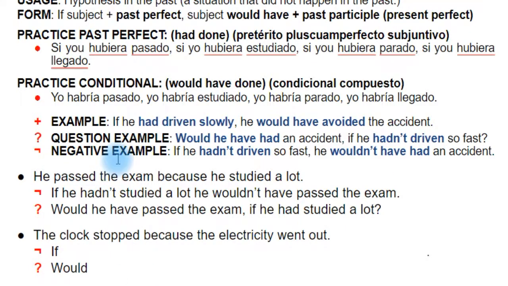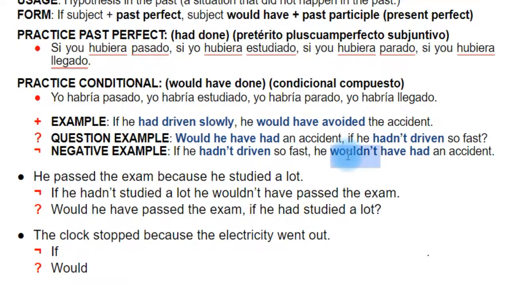Negative example. If he hadn't driven so fast, he wouldn't have had an accident. Si no hubiera conducido tan rápido, él no habría tenido un accidente.